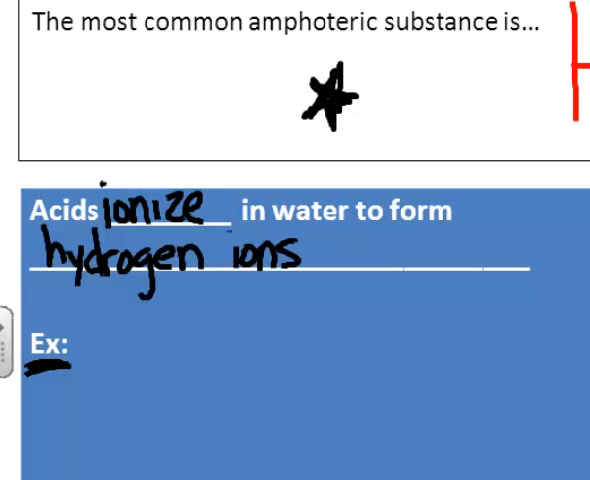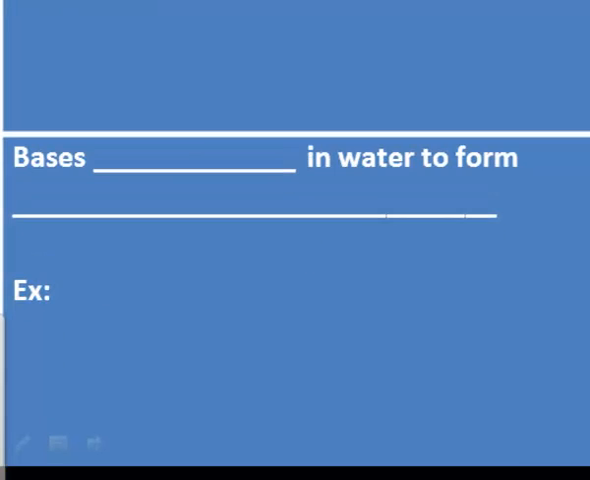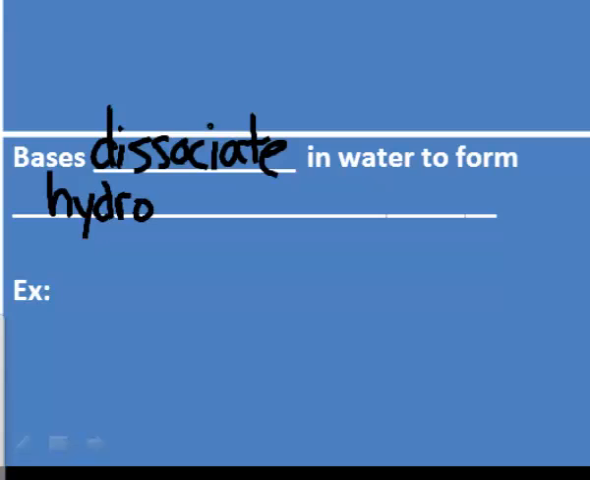Just think of an example of anything that would ionize in water to produce a hydrogen ion. And a base would dissociate because it doesn't actually react with the water. Dissociate in water to form hydroxide. So acids always have to do with hydrogen, bases always have to do with hydroxide. It's a good common theme. Let them do that one on their own: pick any base and dissociate it into the positive and negative ions.